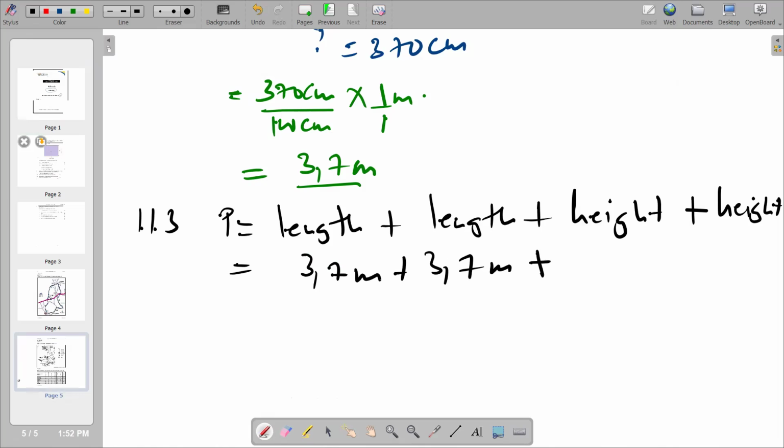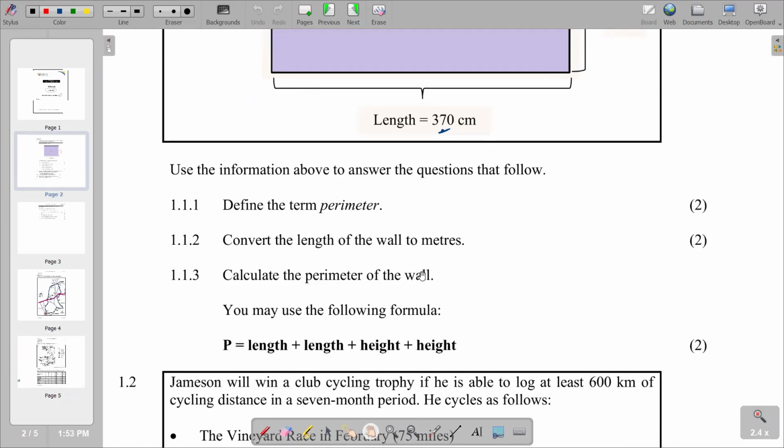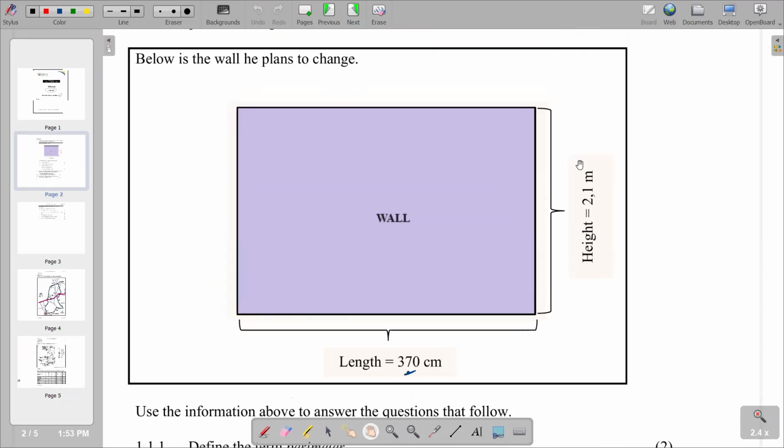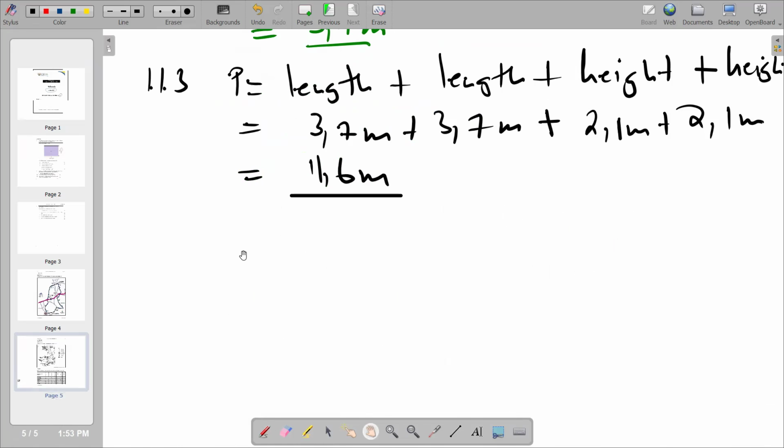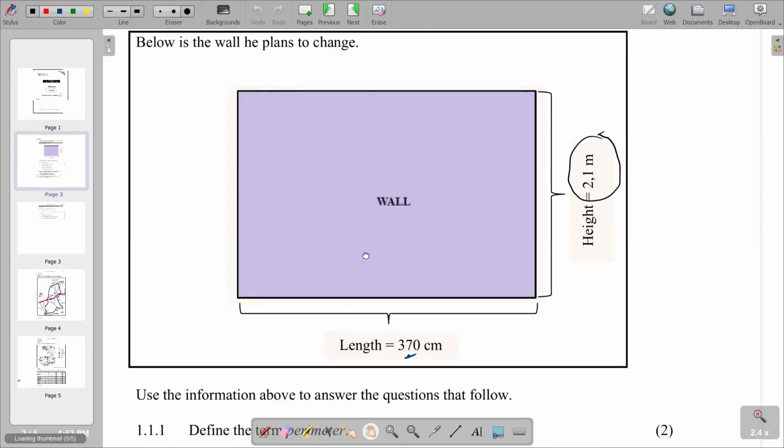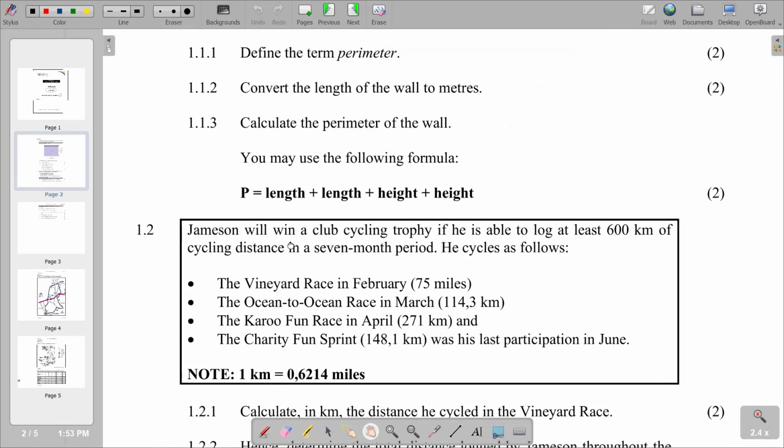If we check the height, we are given it as 2.1 meters here. So we add 2.1 meters, and we add again 2.1 meters. We do that, and we're going to get 11.6 meters. So that becomes our final answer. Then we move on to the next question, which is 1.2.